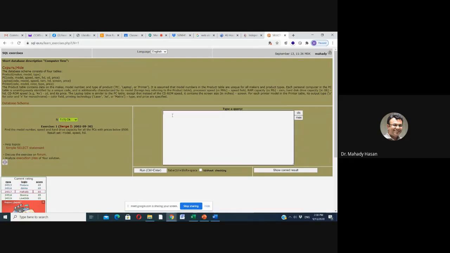So we would be writing the query here. It mentioned we want to see the model number, speed, and hard drive for all the PCs where price is below 500. So what should we do? Select. What are the things we need to select? Model, then speed, then HD. Very good. From which table? PC table. From PC.